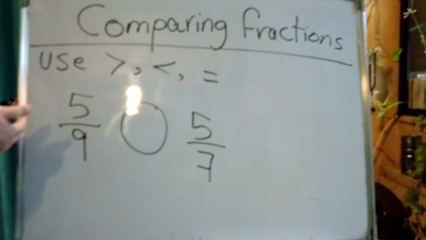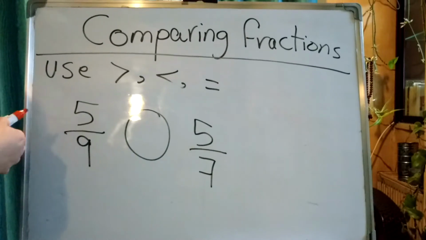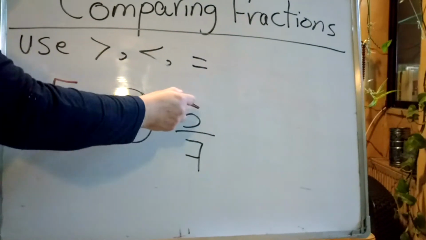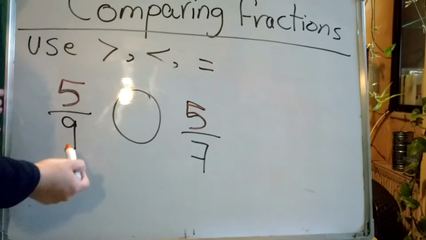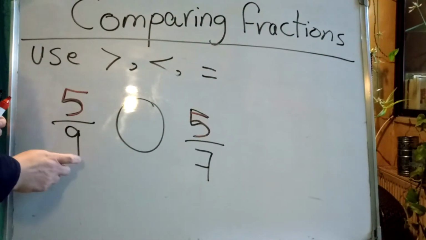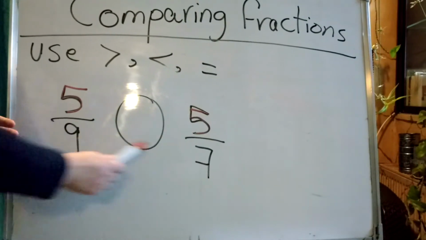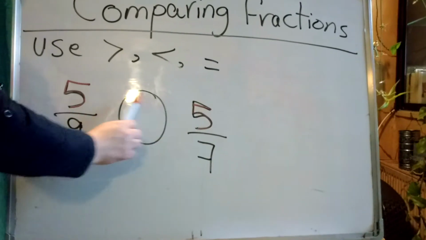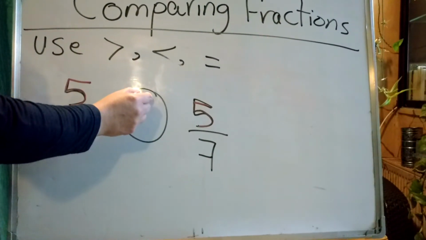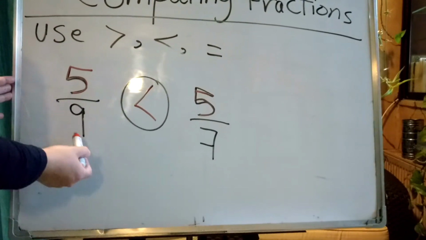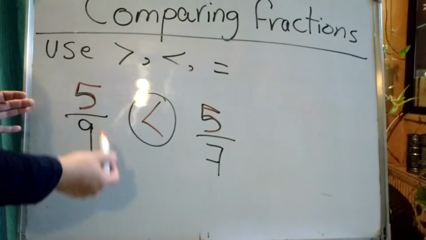This example is about equal numerators, 5/9 and 5/7. Now we go to the denominators. Which one is greater? The 9 is greater than the 7. But because we are following the rule of equal numerators, we say that 5/7 is greater than 5/9, the opposite.